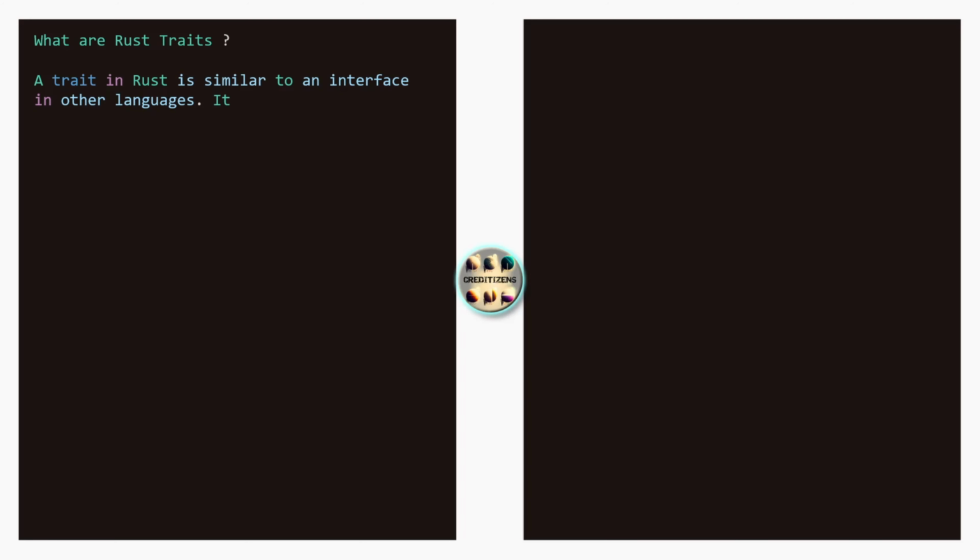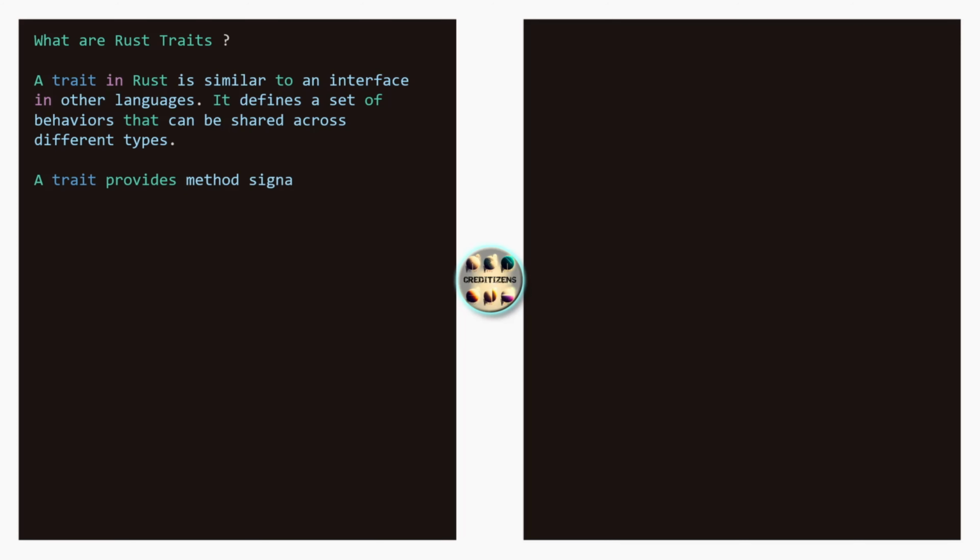Traits. So let's start answering this question first. What are Rust traits? A trait in Rust is similar to an interface in other languages. It defines a set of behaviors that can be shared across different types.